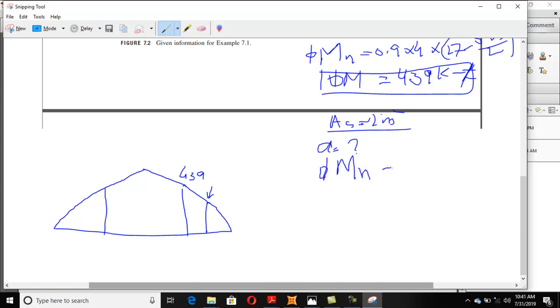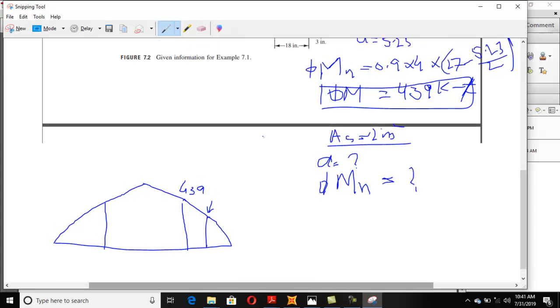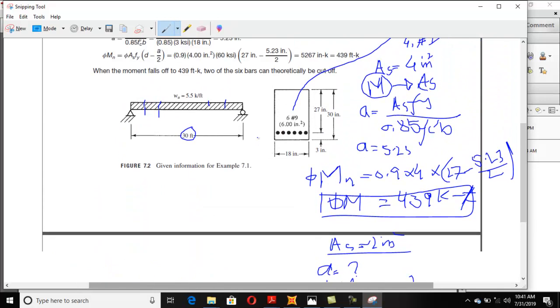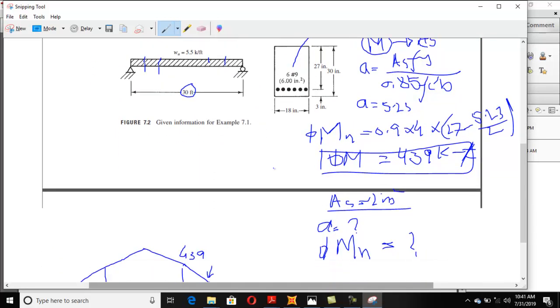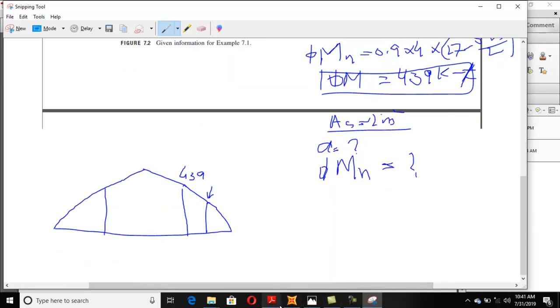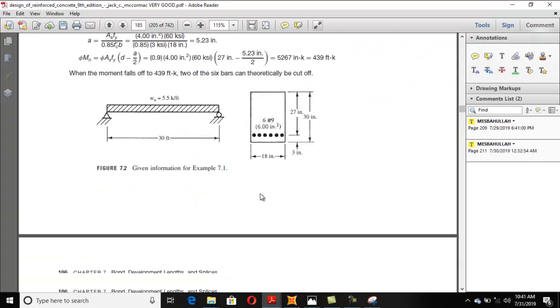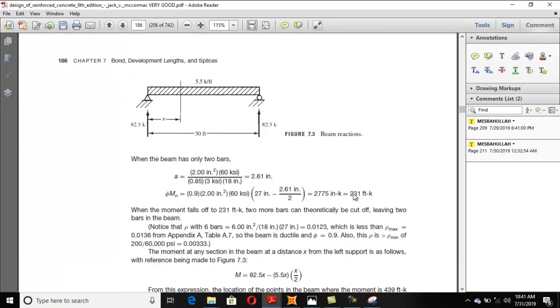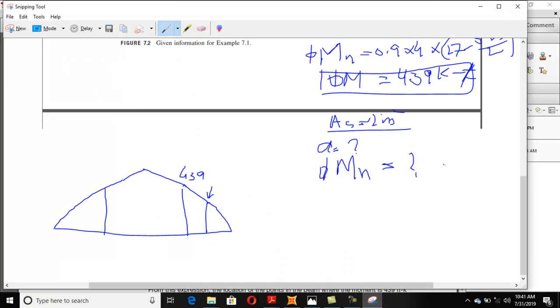Same formula will be used, and you will calculate phi Mn. So what will be there? The value for these 2 bars, you will get 231 kip-feet. Now you will look at this 231.